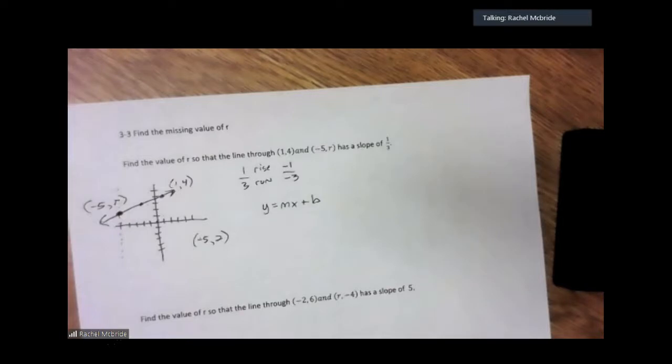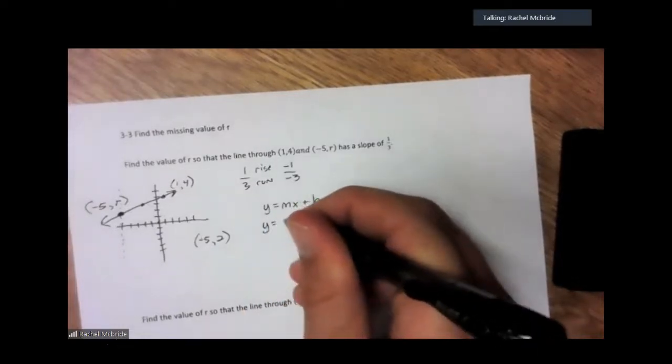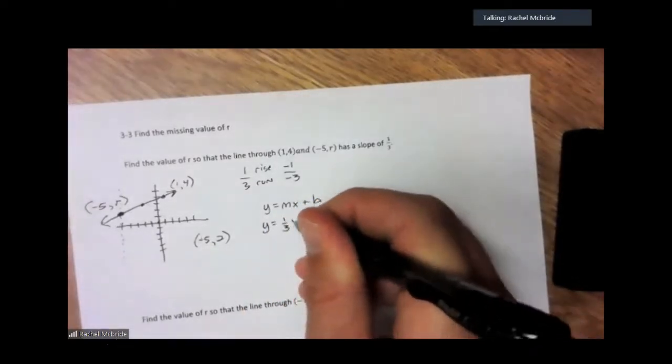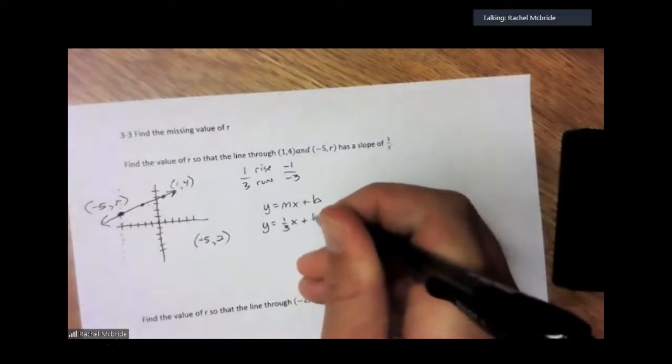Now, I can plug in some things that I know here. Out of y equals mx plus b, what do I know? Yes, Maddie? Very good. So one of the things I can do is write it like this, where I have 1 over 3 times x plus b. So that's a good start. The next thing, is there anything else that I know here?